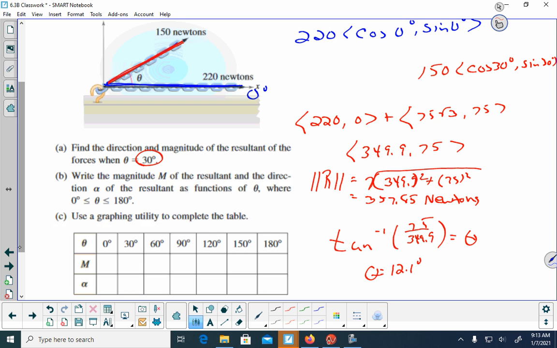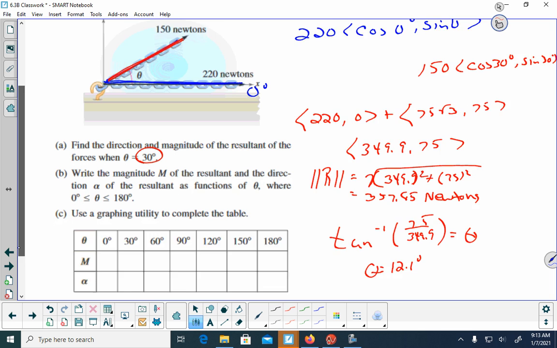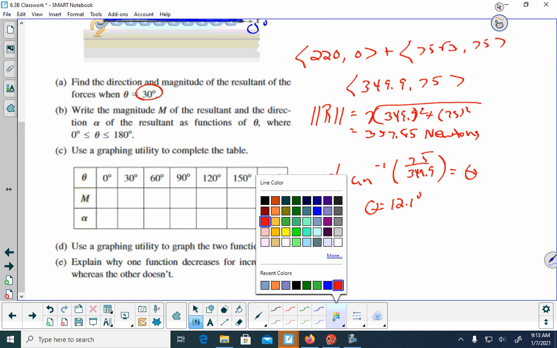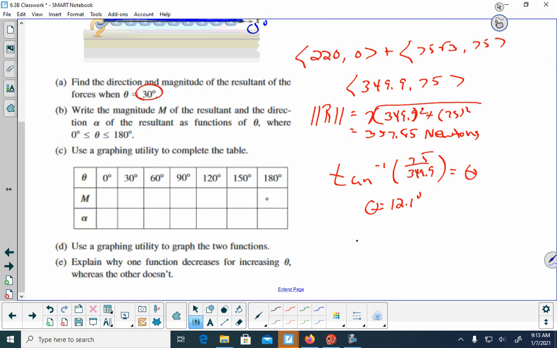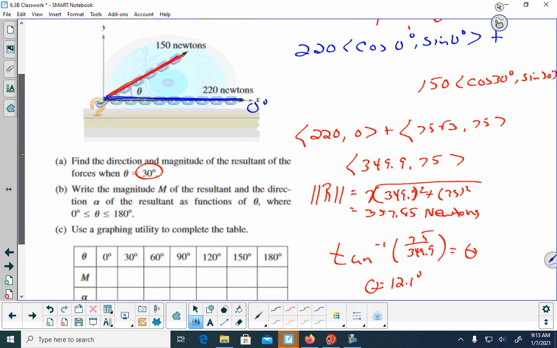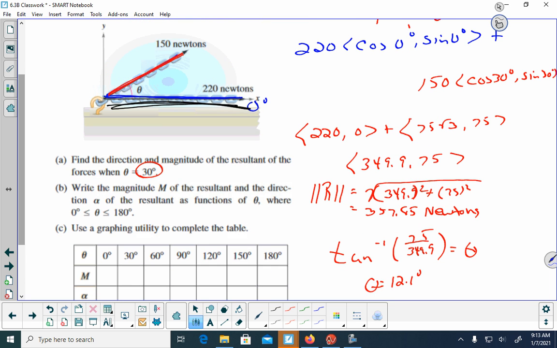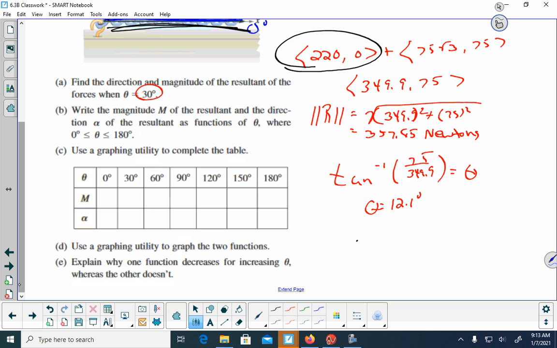And then it says write M, the magnitude of M, as a resultant direction angle. They want you to write an equation for it. So I'm going to go back and do the work that I did. When I go to write M, I'm using the fact that this angle here will never change. It's always going to be this, because I'm not changing it. I'm just changing this angle here. That's all I'm changing. So to find the magnitude, it's always going to be that 220, 0.